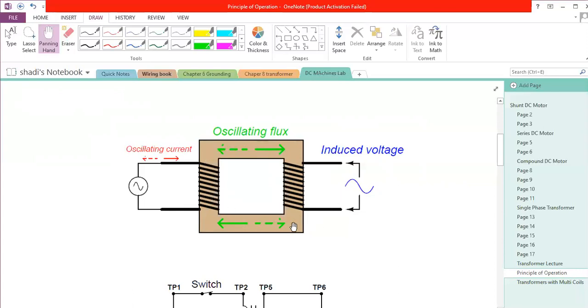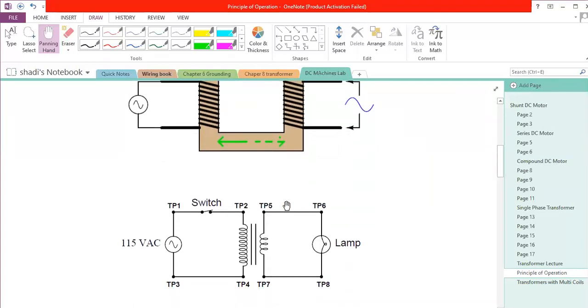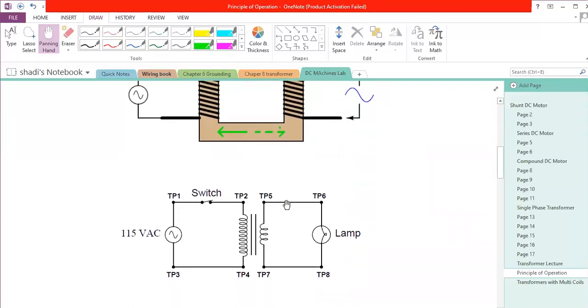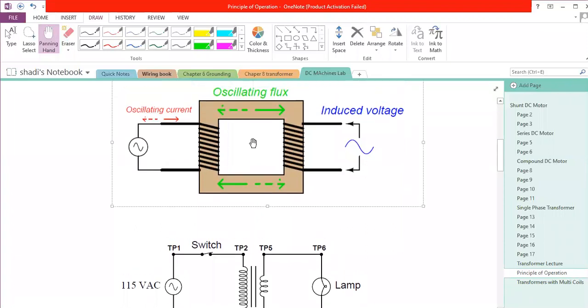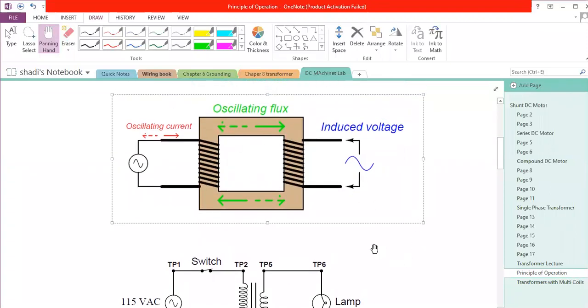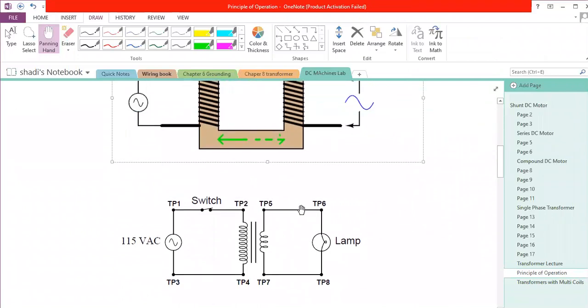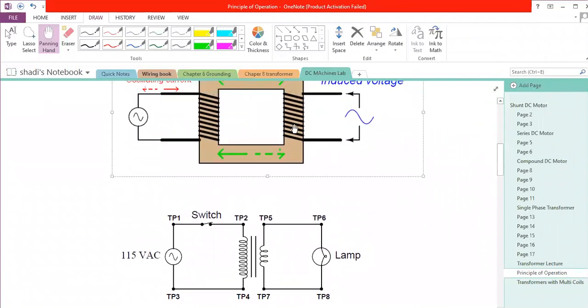Now, instead of drawing the transformer like this all the time, especially if we have a lab and you want to explain something, we have another schematic diagram to represent the transformer. They are the same, as you can see. This transformer is exactly the same as this transformer. We have an AC power supply. We have a switch, for example, to switch the power on or off. So it's part of the power supply.